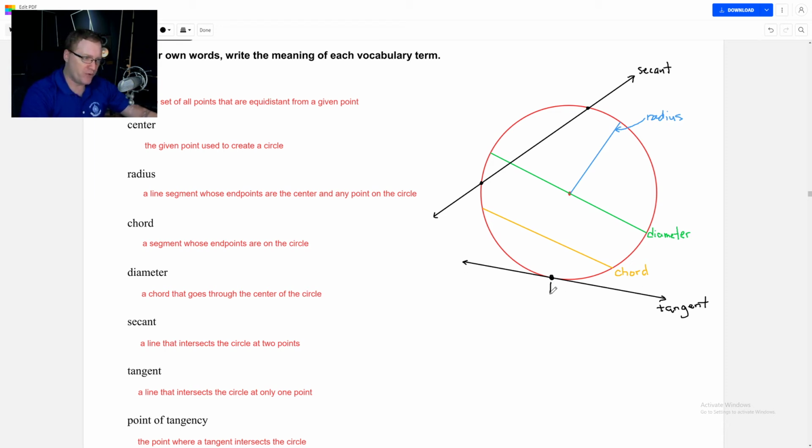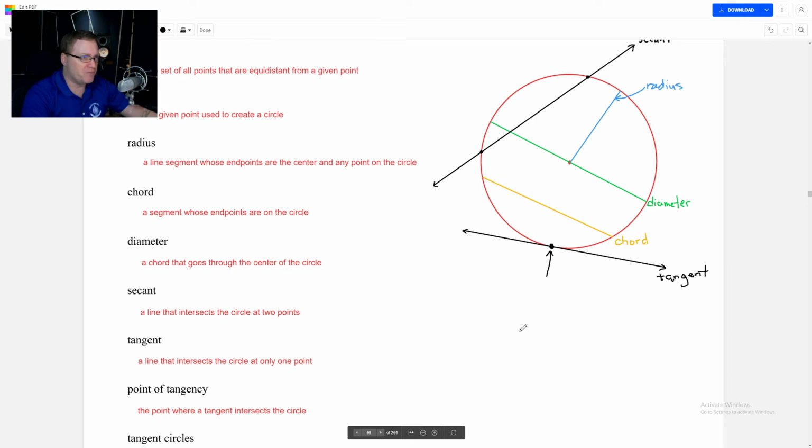And this 1 point right here has a special name. It is called the point of tangency. We're going to write that down too. This is the point of tangency.